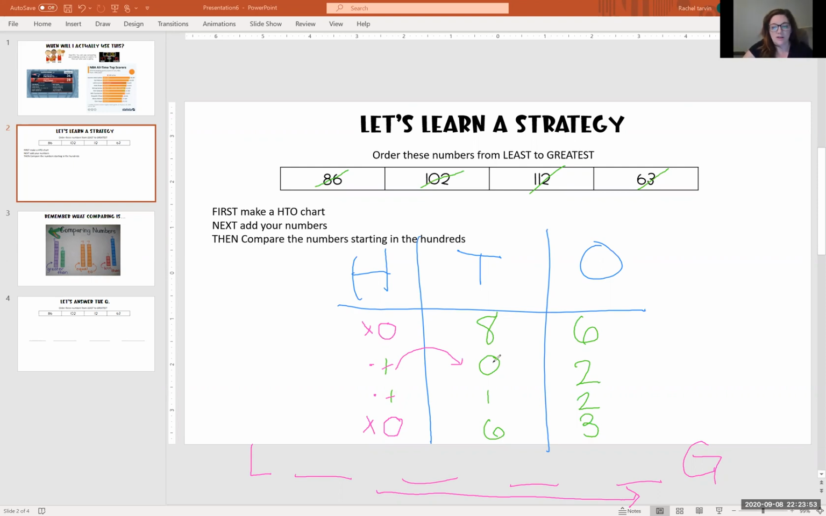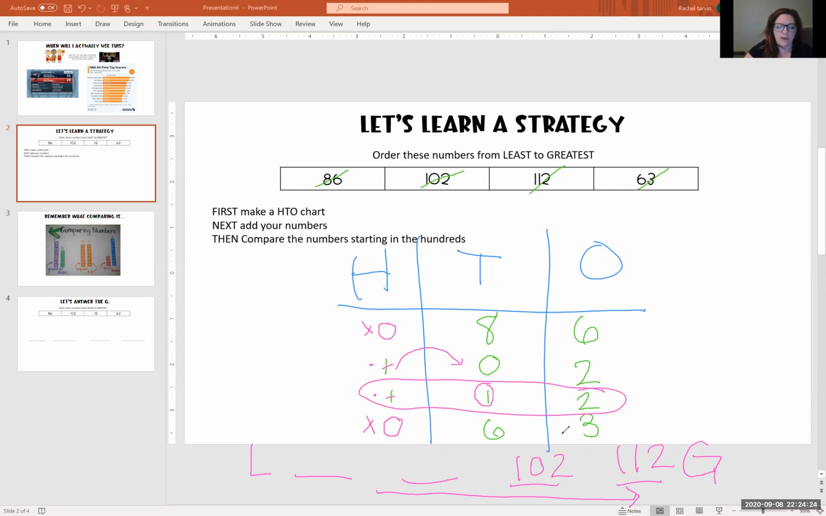So what is greater here? 0 or 1? 1. 1 is greater than 0. So I know that 1 is greater than 0. I have now found my greatest number. My greatest number is going to be 112. I'm going to write that right there. I know that since this had 100 in it and none of the other numbers did, that's my next greatest number. So 102 is going to go here.